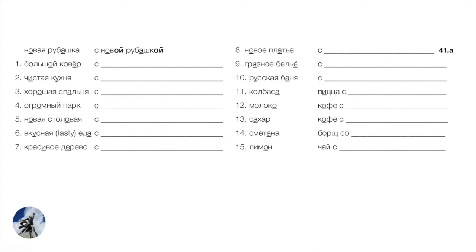Right, so let's, for example, новая рубашка, с новой рубашкой. Okay, большой ковер. So let's say we have maybe a room, for example, with a big carpet. For each of these examples, you could probably think of some concrete instance where you could use it. But again, our main point here is just to get the forms right. Okay, большой ковер, masculine, that'll be с большим ковром, right? Okay, let's think about большим.